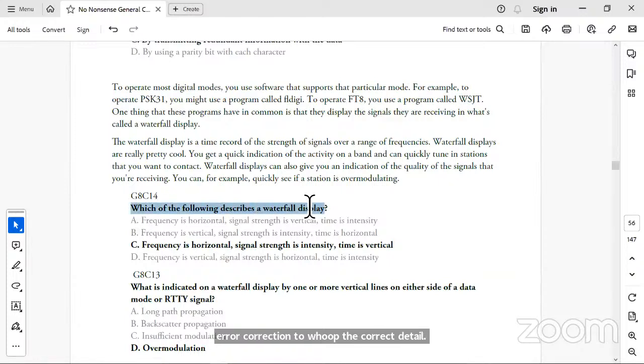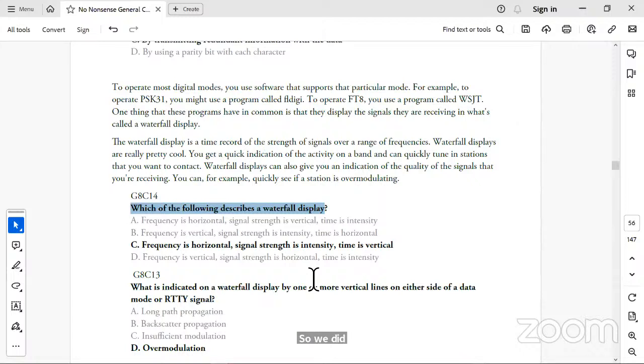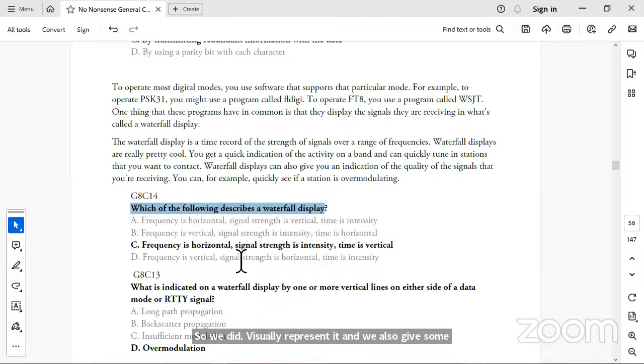All right, which of the following describes a waterfall display? So we did visually represent it, and we also gave some textual definition of it. So it's the frequency is horizontal, and the signal strength is the intensity, and the time is the vertical scale. So that is what a waterfall display is. Frequency in the horizontal scale, signal strength is how bright or how intense it is, and the time is in the waterfall scrolling itself, which is vertical.